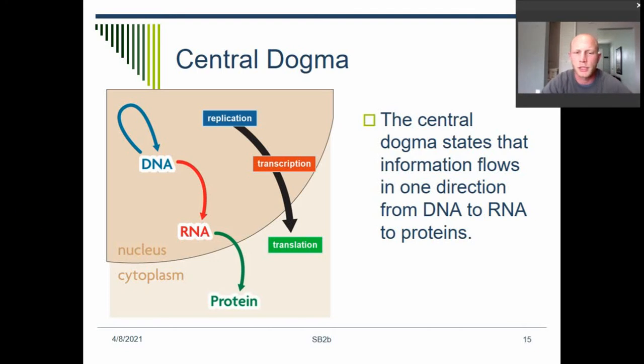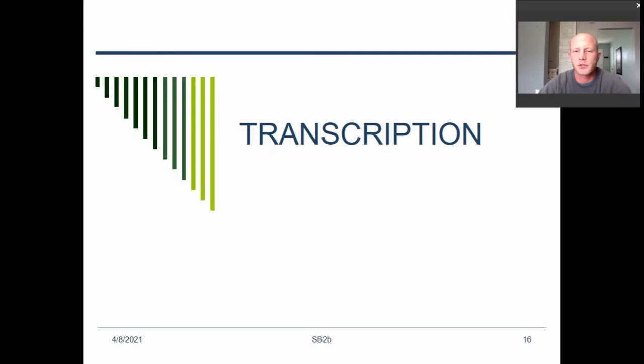So DNA is transcribed into RNA, and then RNA is translated into a protein, meaning it's going to make the proteins that express these traits that we've been talking about for the last month or two. All right, so first things first is transcription. Here's where the notes start, so go ahead and get ready.